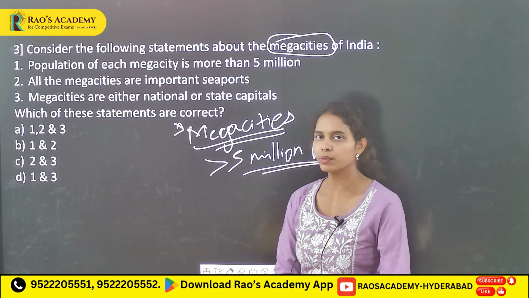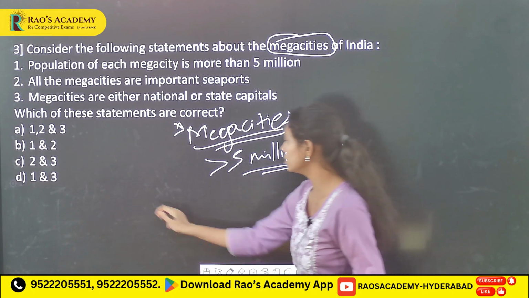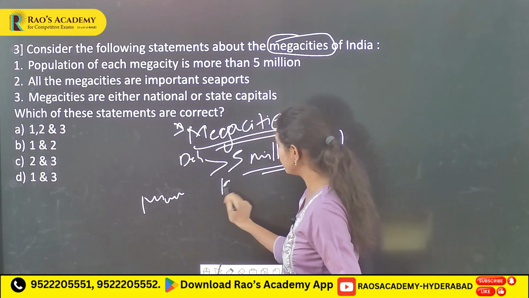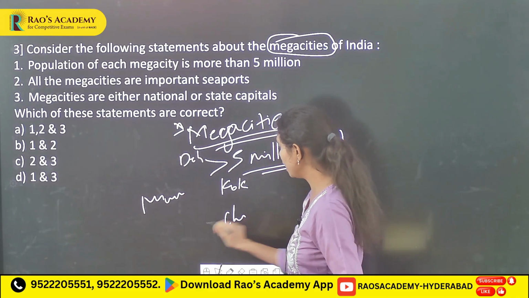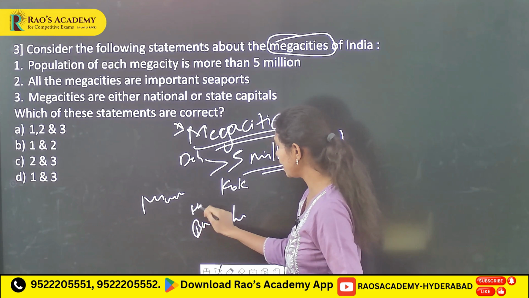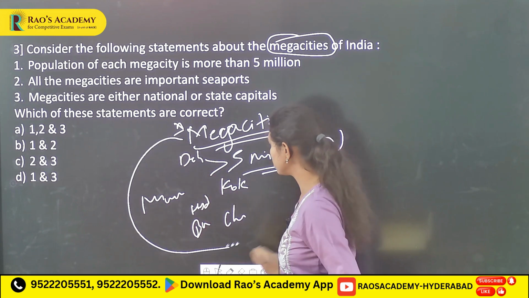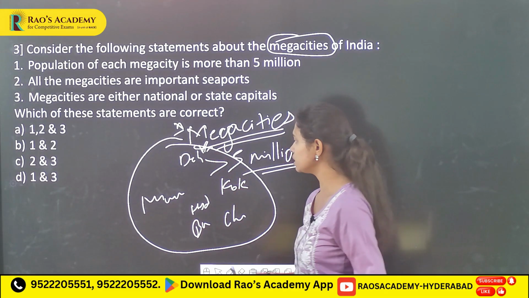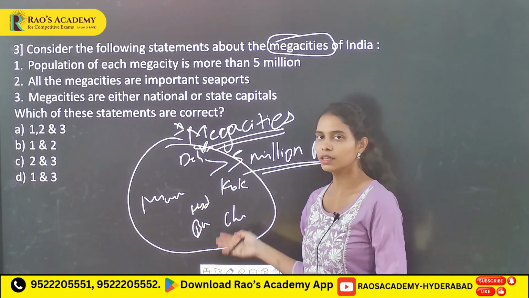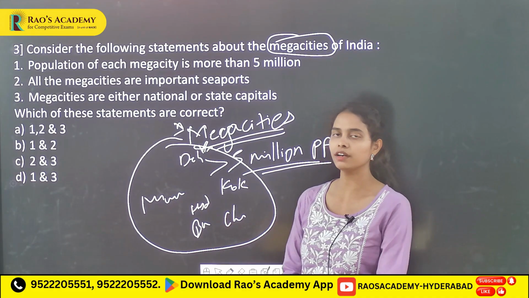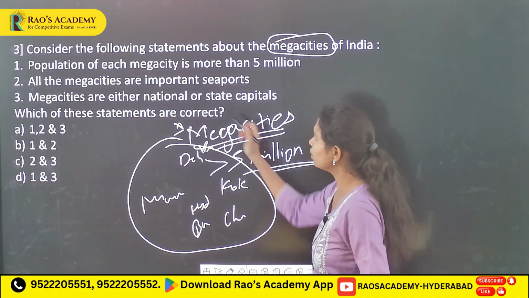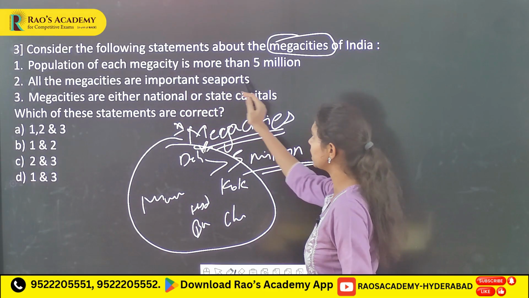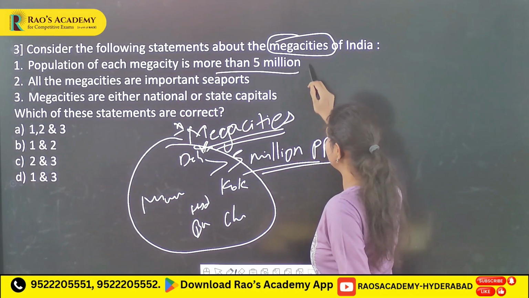And which cities does this include? Mumbai, Delhi, Kolkata, Chennai, Bangalore as well as Hyderabad. All of these urban cosmopolitan cities come under the mega cities because in all of them the population is huge, that is more than 5 million people. So in that context, let's see the different statements. Here, the population of each mega city is more than 5 million, which is a correct statement.